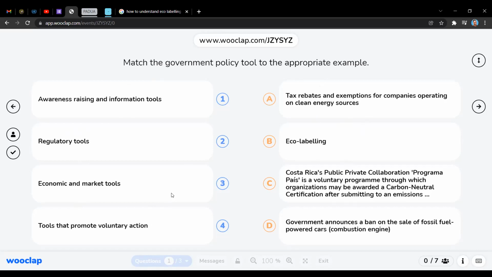So let's go there. WooClap, this time the code has changed. It's JZYSYZ. I'm going to go there myself as well. Okay, so let's match these. I'm going to give you 30 seconds to match them. Match the government policy to the appropriate example. Okay, so awareness raising and information tools.